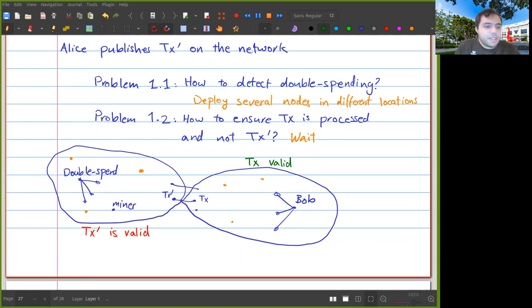So another question is, if Bob's transaction is ignored due to a fork, would he have to send the transaction again? Yes and no. So it depends on what happens in the fork.